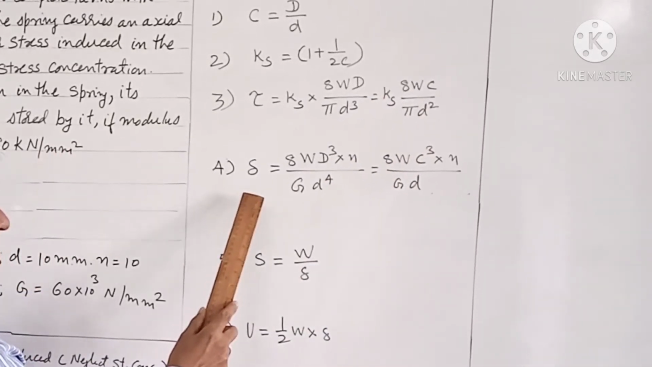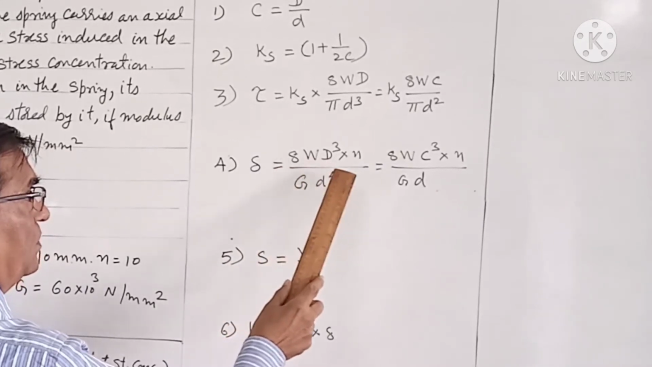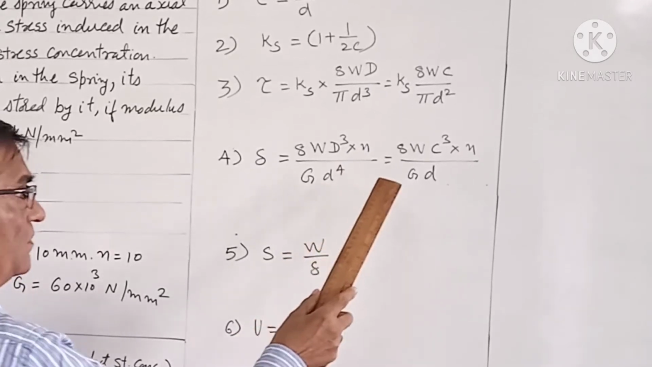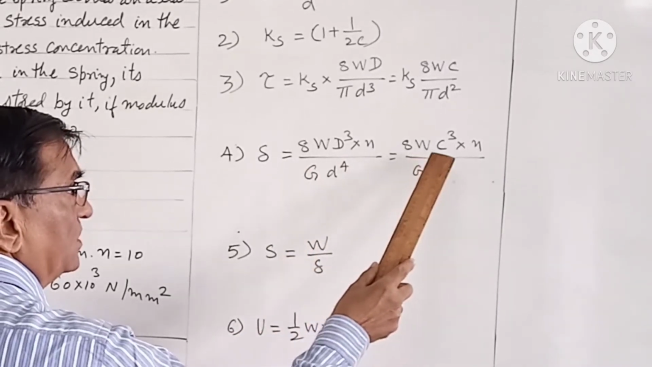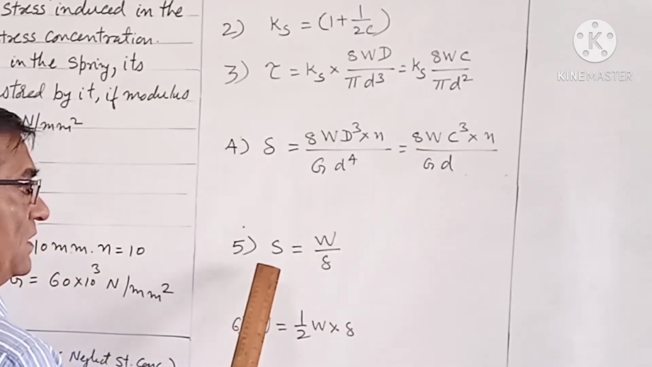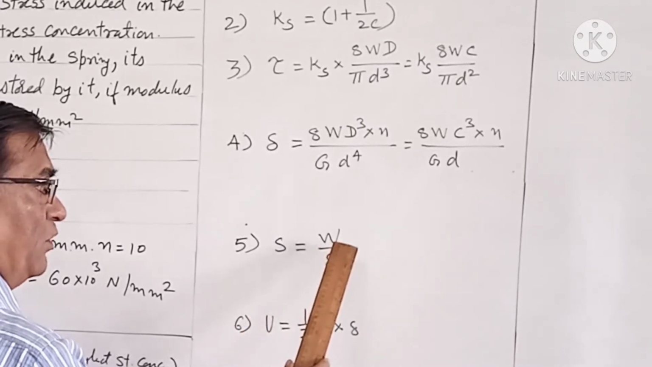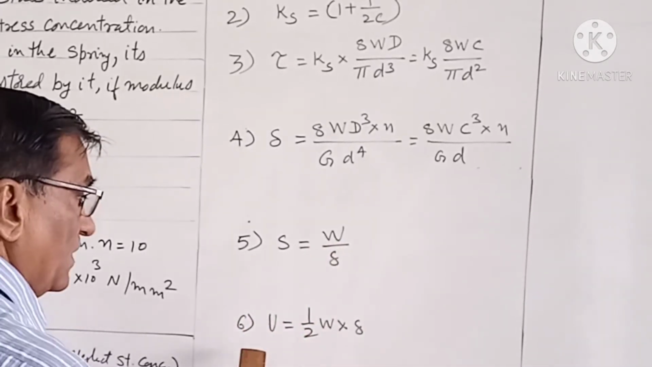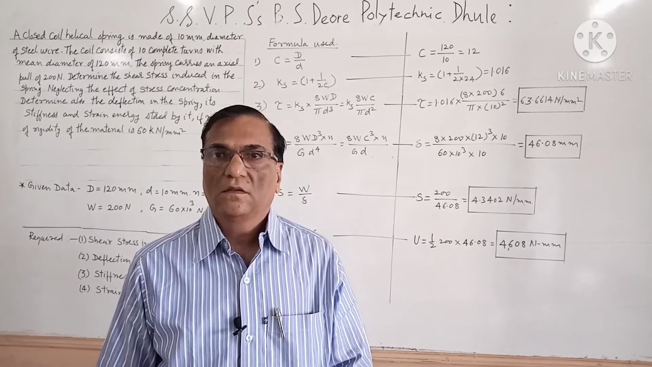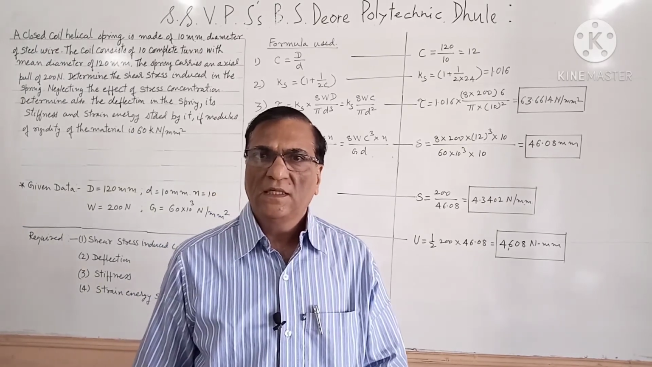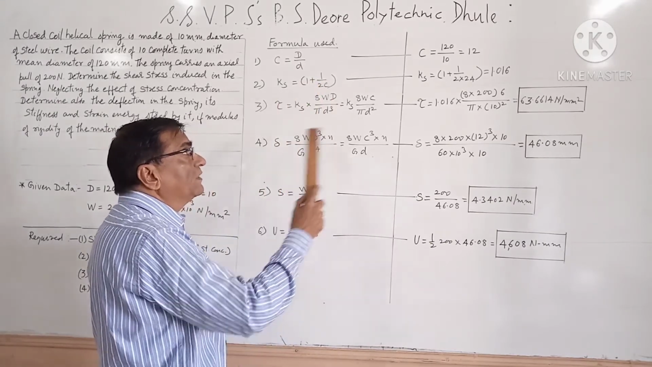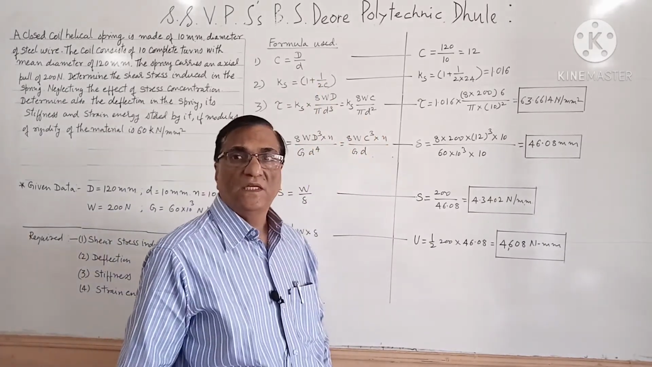Next, deflection is equal to 8WD cube into N upon G d raised to 4, or deflection is equal to 8WC cube into N upon G d. Stiffness S is equal to W upon delta. Strain energy stored U is equal to half W into delta. Now by simply remembering these formulas and putting the values, it is very simple to solve the problem on spring.